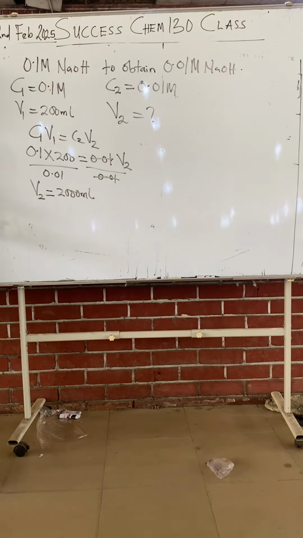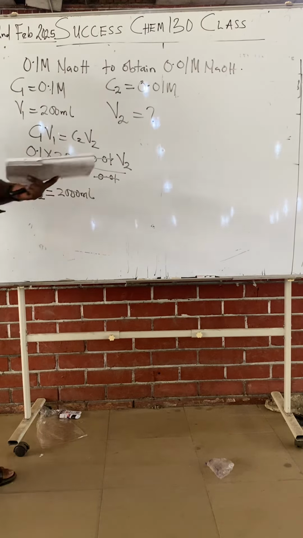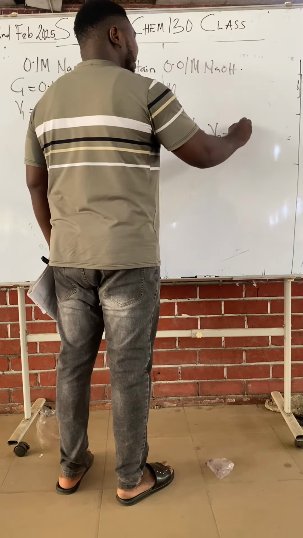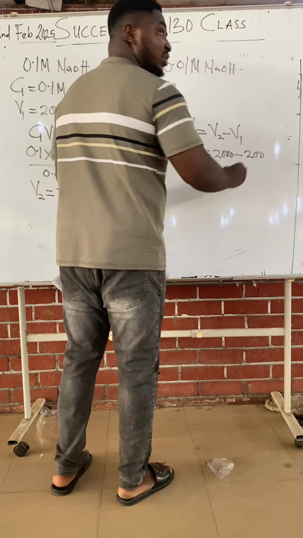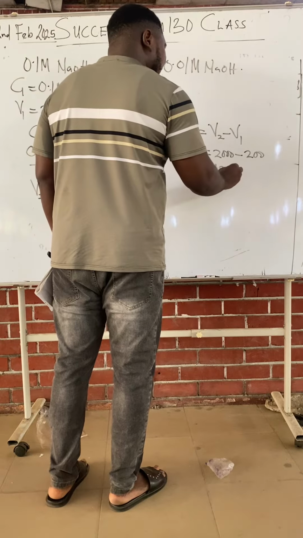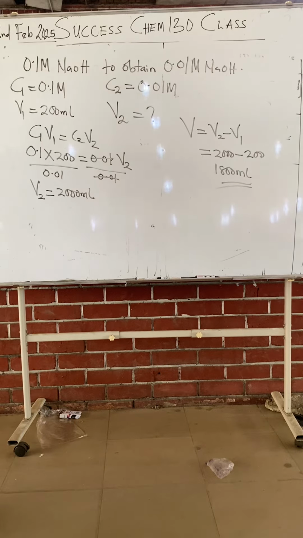But this was not the volume of water that was added. They say calculate the volume of water needed to dilute, right? What is the volume of water that must have been added? It is the final volume minus the initial. It's called the diluting volume. So my diluting volume is V2 minus V1. What's V2? 2,000. What's V1? 200. So 2,000 minus 200 will now give us 1,800 mL. That is my diluting volume.